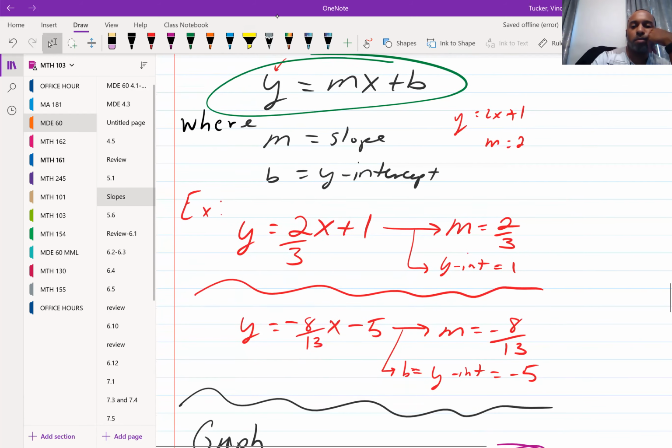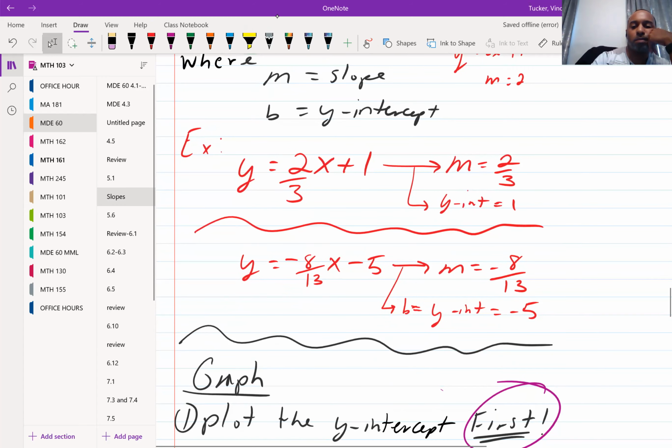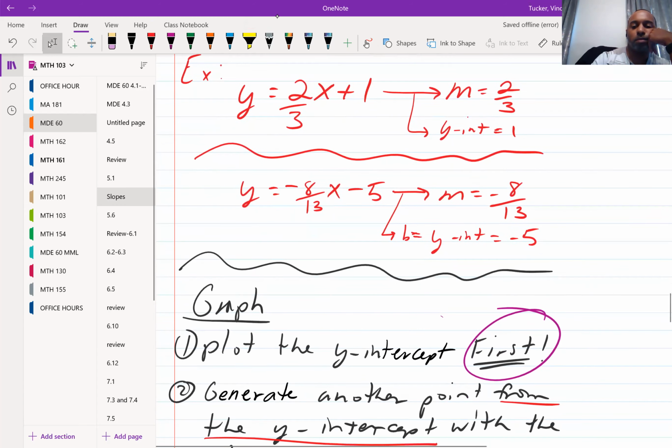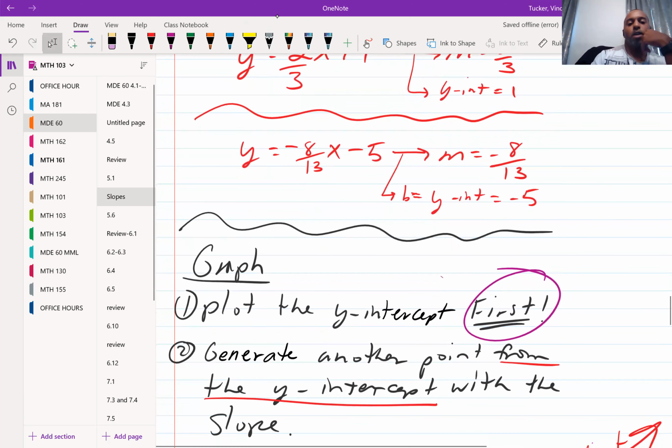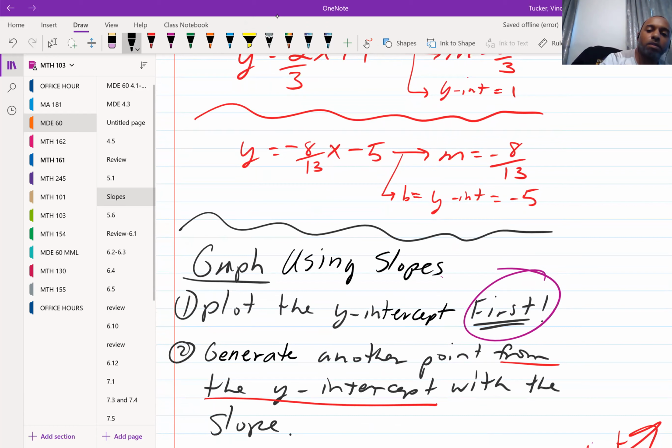All right, can we scroll up? So here are our steps to graphing using slopes. We're going to plot the y-intercept first. Notice I tried to emphasize that first. That's the first thing you have to do. And then we're going to generate another point from the y-intercept by using the directions of the slope.